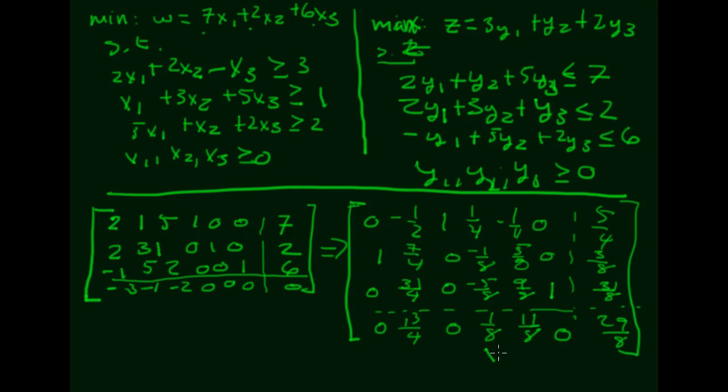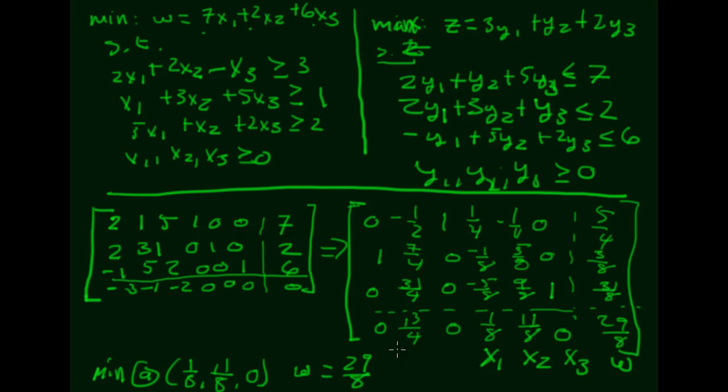So this is going to be x1, this will be x2, this will be x3, and that's w. So I minimize at 1/8, 11/8, 0, and w is equal to 29/8. So that works out. Note the maximization answer would be like y1 is equal to 3/8, y3 is equal to 5/4, and z is 29/8. And the slack variable here still exists.